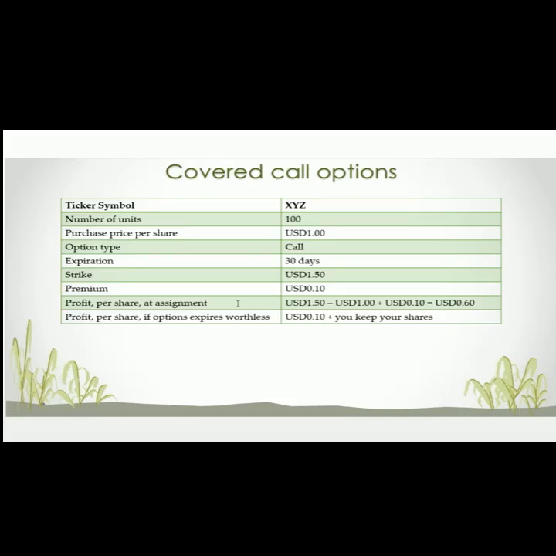Let's illustrate a call option with a fictional asset called ticker symbol XYZ. So assuming ticker symbol XYZ is trading on the stock exchange and you have bought 100 units of XYZ, and you bought those units of XYZ at $1 per share. Now, you can decide to hold ticker symbol XYZ and hope that the value will appreciate and you'll be able to sell your 100 units at a higher price and make a profit.